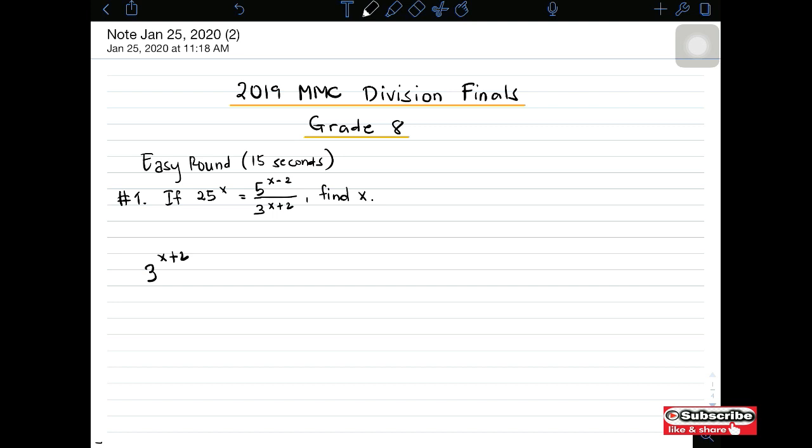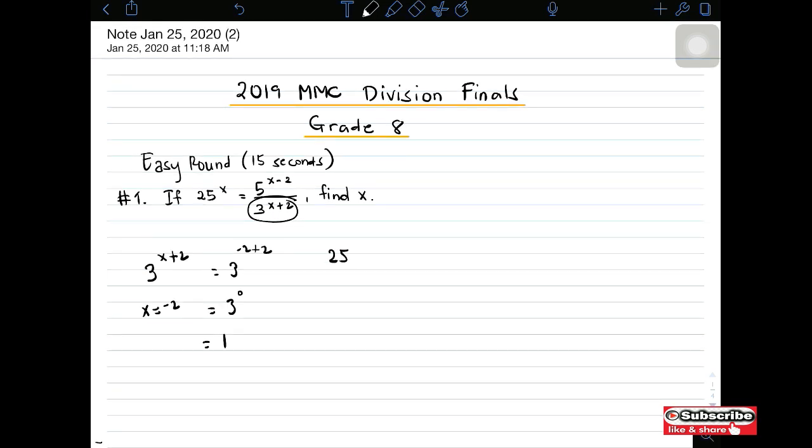To eliminate the denominator, kailangan natin gawing 0 ang kanyang exponent. Paano? Gawin natin x is equal to negative 2. So, we have here 3 raised to negative 2 plus 2. The answer here is 3 raised to 0, which is equal to 1. Magiging 1 na itong denominator natin. So, we have now 25^x is equal to 5^(x-2) over 1, which is 25^x is equal to 5^(x-2).